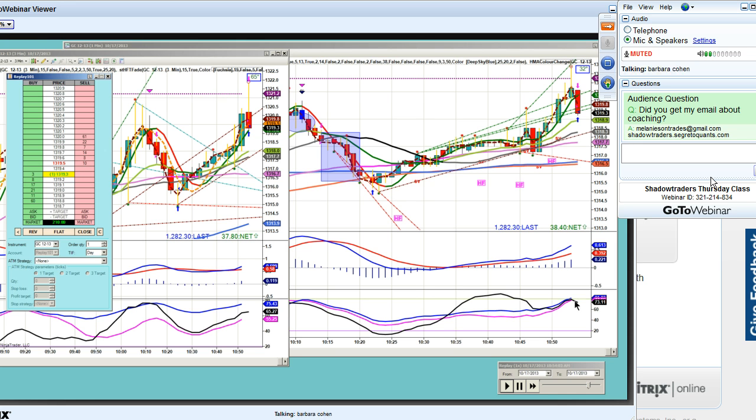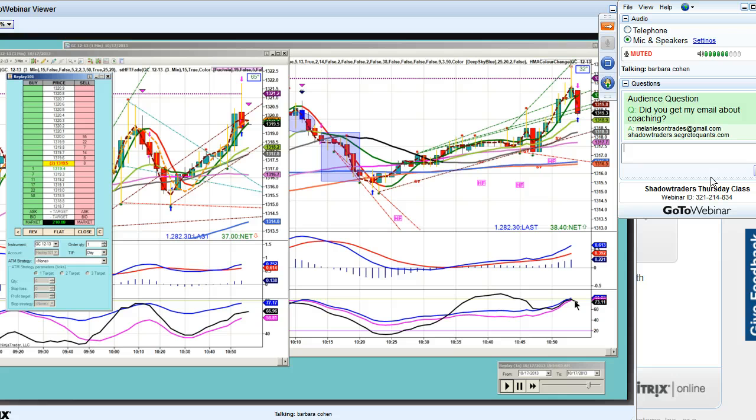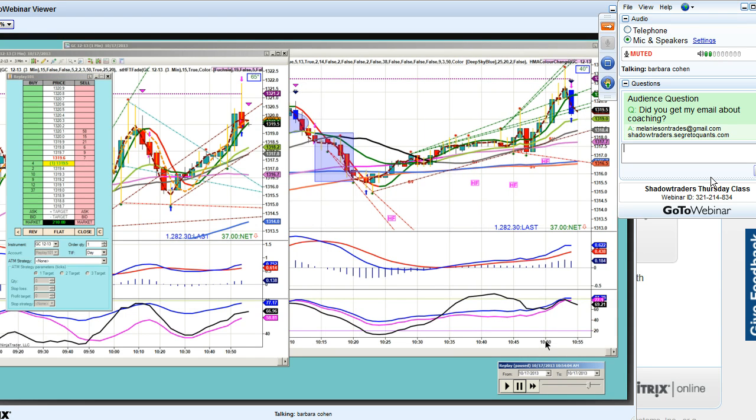So let me just pause this. If you notice on that particular move, the stow is 20 ticks down. Look at the trajectory of the stow 20.